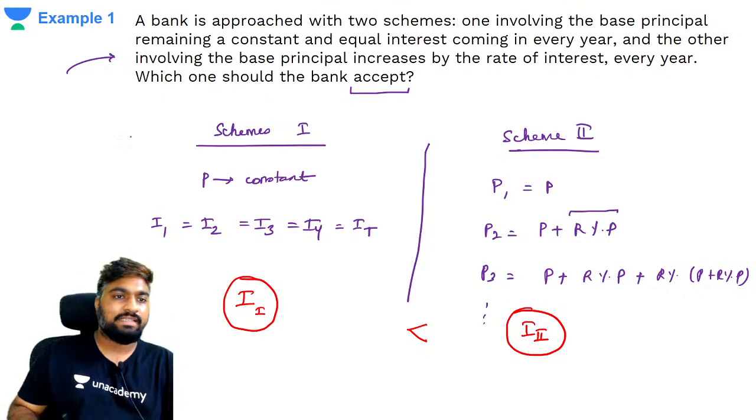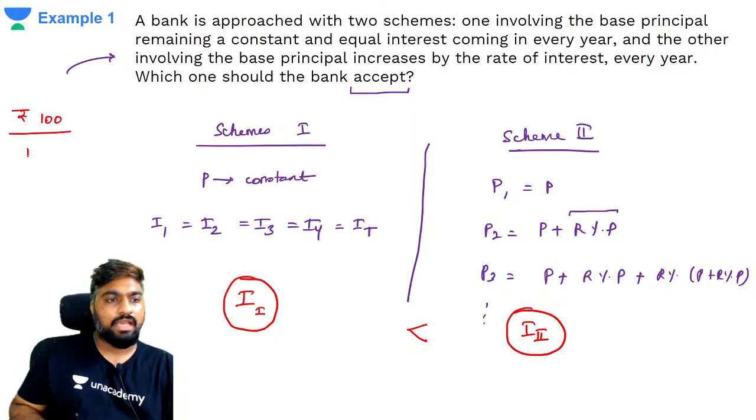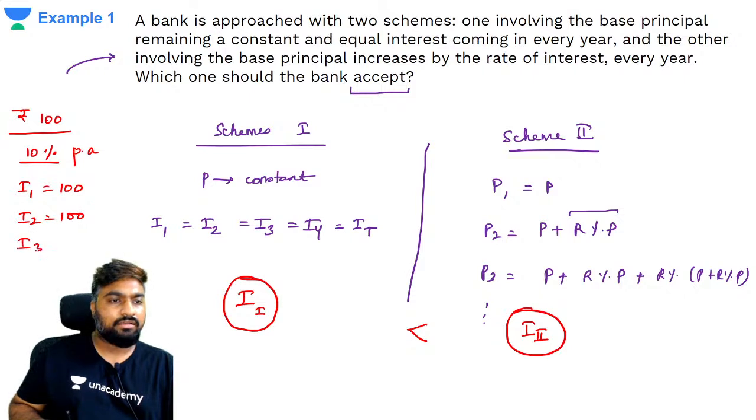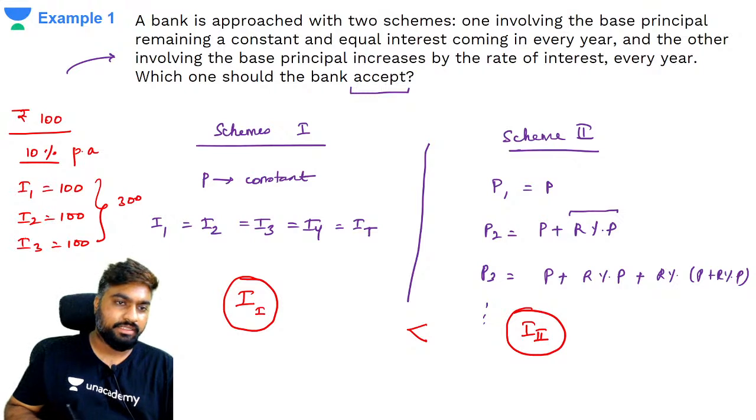So as an example here you can take, if the principal is 100 rupees and every year 10% is the rate of interest per annum, then what happens here? In Scheme 1, the first year's interest will be 10, the second year's interest will be 10, the third year's interest will also be 10. So totally in 3 years, 30 rupees.